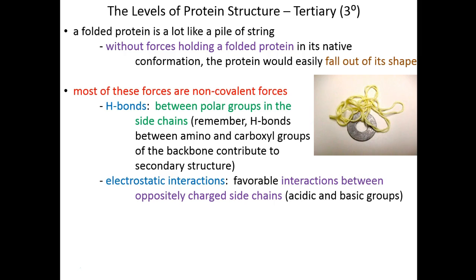Other non-covalent forces that can stabilize native conformations are electrostatic interactions. The example I gave you just a moment ago, when a negative side chain interacts favorably with a positive side chain, keeping those amino acids together and keeping that protein in that tertiary shape. Remember, when we talk about negative and positive side chains, we should really be using other terms. It's positive side chains that are basic amino acids, and negative side chains are acidic amino acids.